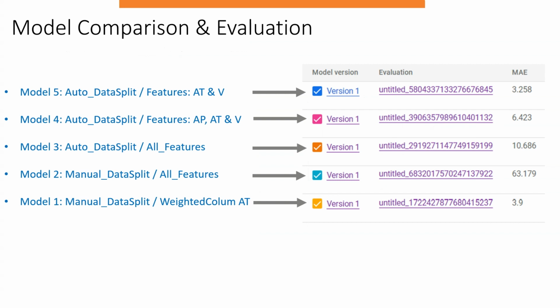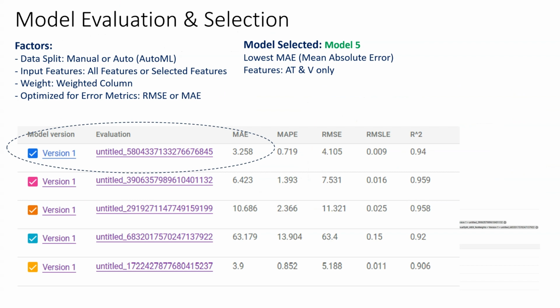There were two other models that we did, which was a manual data split with all features, and another manual data split with a weighted column. We wanted to try different types of models and see what the outcome was. If we can go to the next slide, here is the output from these models.